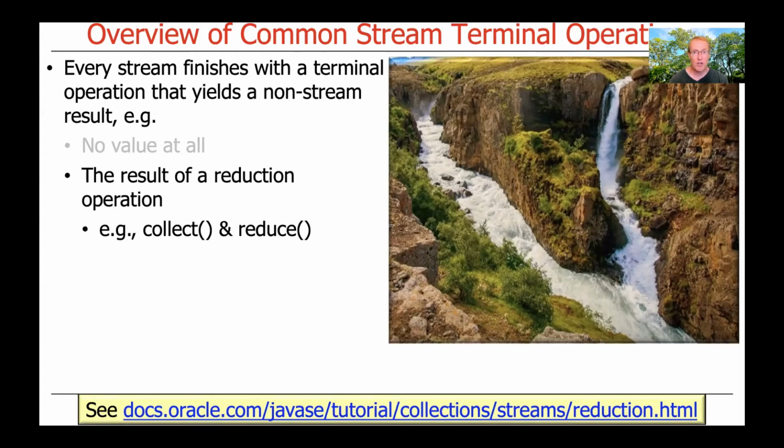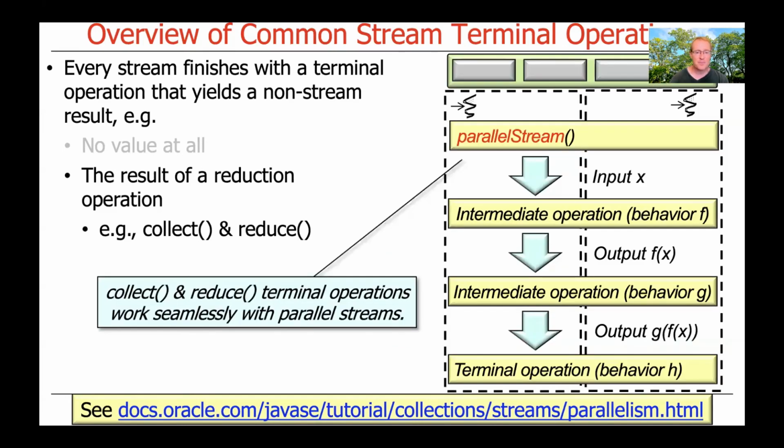There are also other terminal operations that return reduced results. And collect and reduce are the most obvious ones, but there are other ones as well, such as findFirst and findAny and so on. What collect and reduce will do, as we'll see later, is take the results of the stream and reduce them down to a single result when all is said and done. As we mentioned before, collect and reduce terminal operations work seamlessly with parallel streams just as they do with sequential streams. And we'll talk about that probably next week.